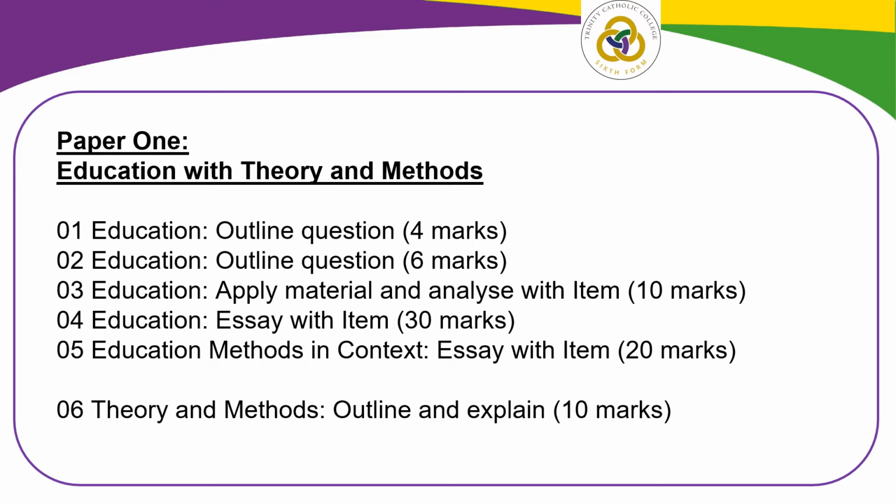The first paper is Education, Theories and Methods. It has 6 questions on it. The first one is an outline question, which is a 4-mark question, and it's made up in 2 parts, so it's basically 2 definitions with examples. So it's 2 lots of 2 marks equaling the 4. Question 2 is another outline question, and that will be 3 terms and 3 examples. Again, it's like 3 parts of 6 marks, so 2 marks each.